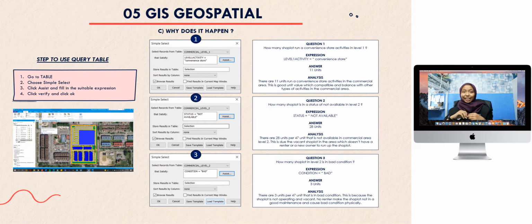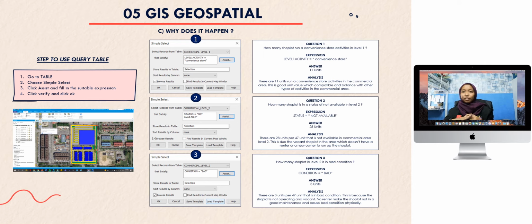Okay, the last one is why does it happen? So my first question would be how many shop lot run convenience store activities in level 1? Second question is how many shop lot is in a status of not available in level 2? And the third question is how many shop lot in level 2 is in bad condition? As can be seen, I have stated the expression for each question. So using simple select is the best method as the questionnaire is not too complicated and direct question.